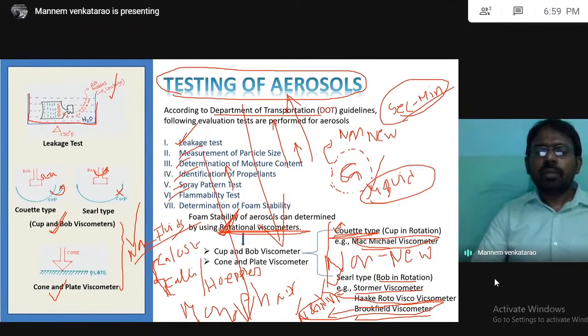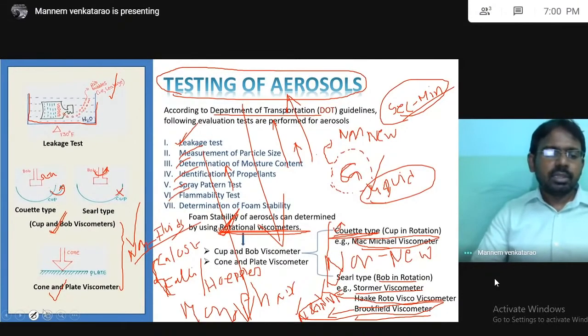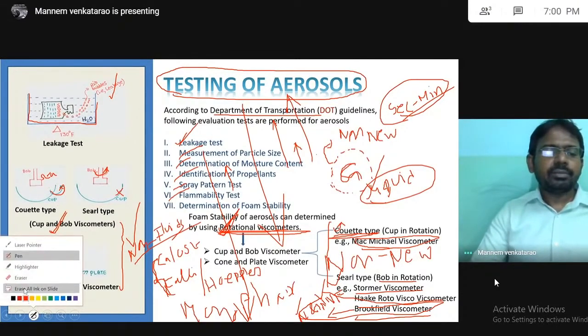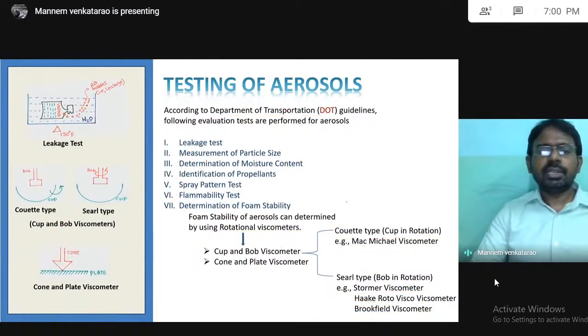Determination of foam stability means measurement of the viscosity of the liquid. How can you measure? By using a rotational viscometer. Why do you say rotational viscometer? Out of two components, one component is in rotation, another component is stationary. With this, the evaluation is completed.